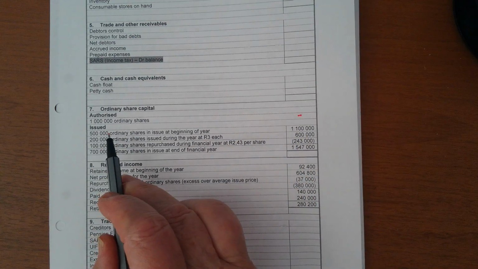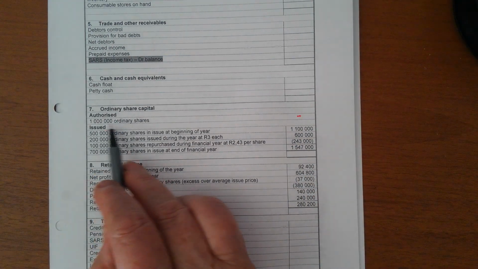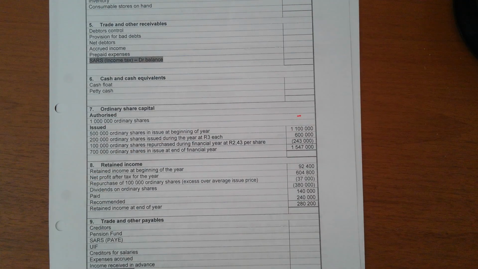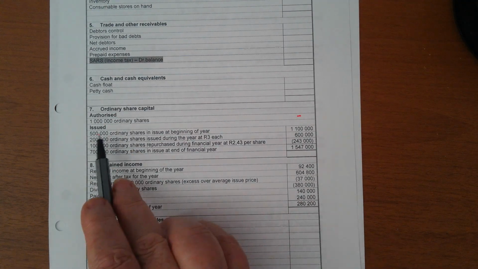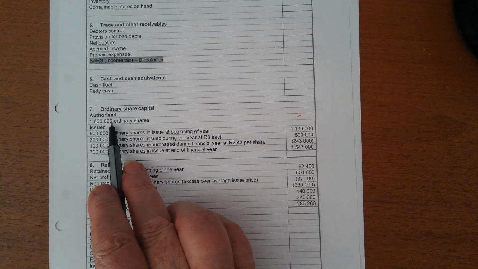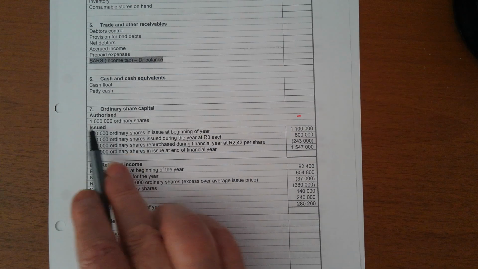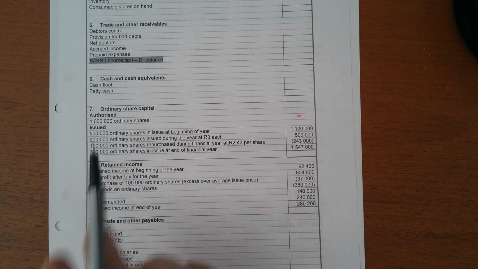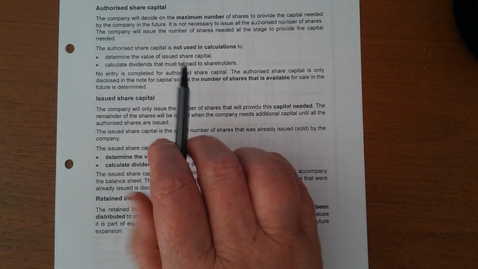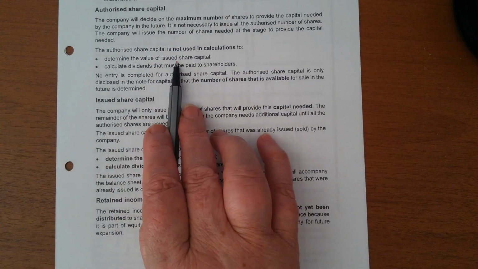That means that this figure can never determine what your capital value is, because your ordinary share capital is the issued shares, and you will never use this amount to calculate dividends. The only place where you use this million is in your authorized share capital in the balance sheet. Okay, so this is never used for it.